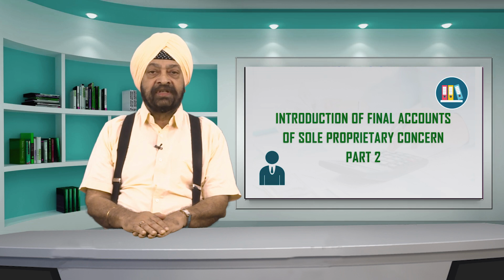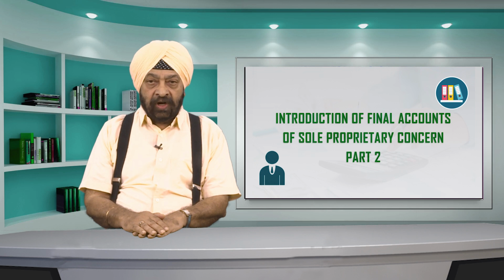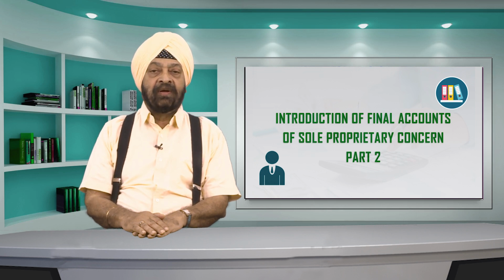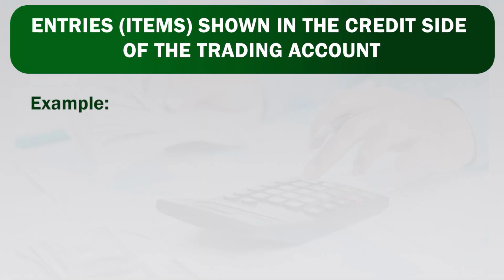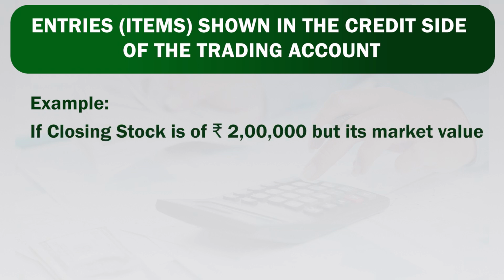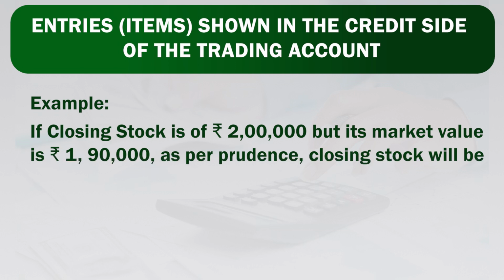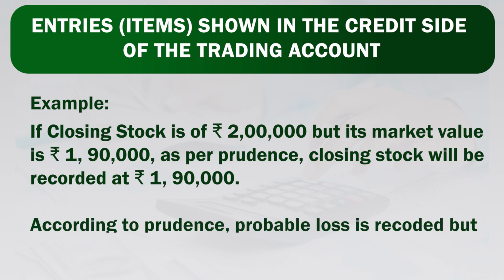According to the convention of conservatism, which means the prudence concept, stock is valued at cost or net realizable value, that is called market value, whichever is less. Let us understand this prudence concept with the help of one example. If we have closing stock of rupees 2 lakh, but its market value is rupees 1,90,000, then as per prudence, closing stock will be recorded at rupees 1,90,000. According to prudence, probable loss is recorded but not probable gain.